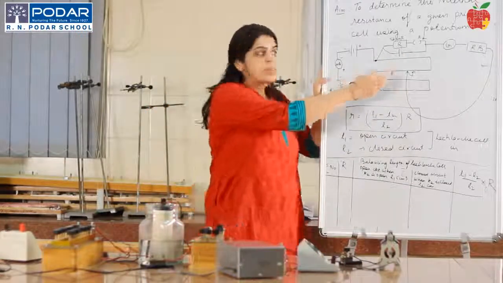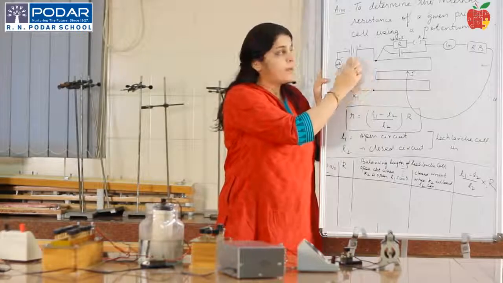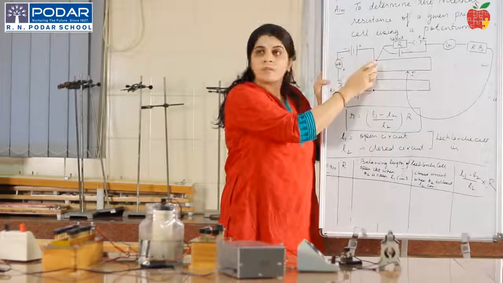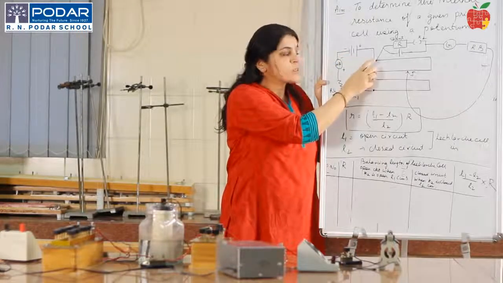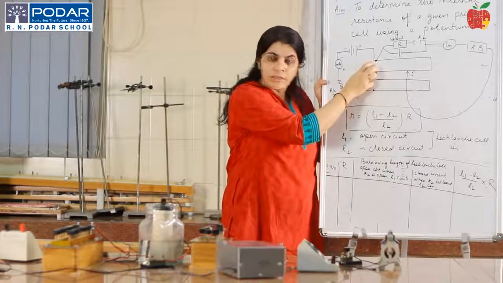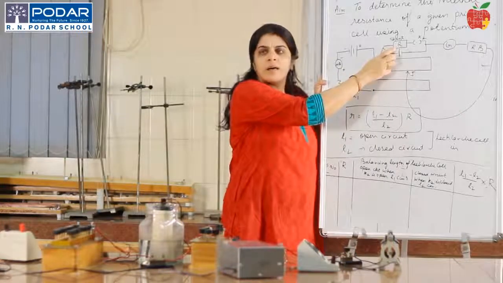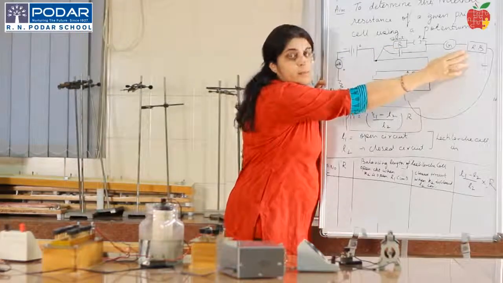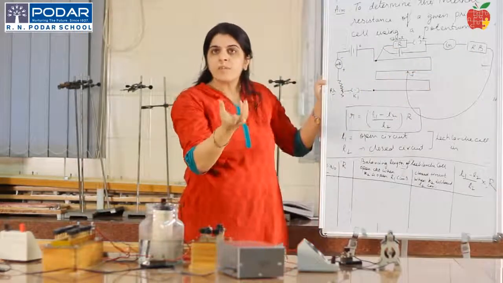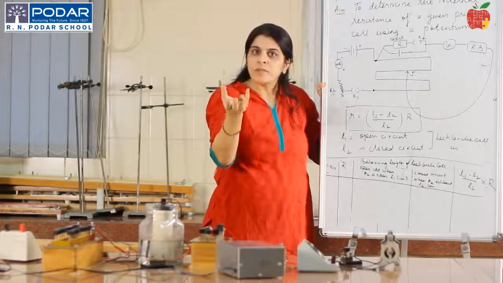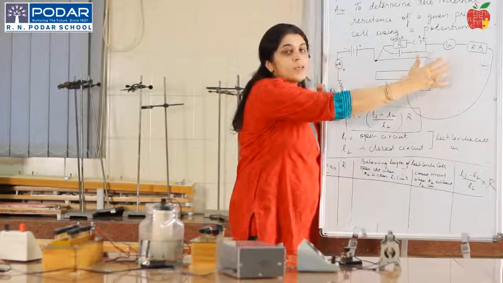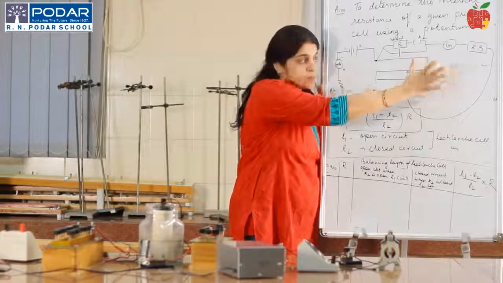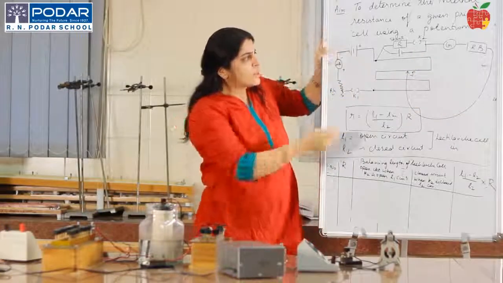You can see the positive of the Leclanché cell is connected to this end and the positive of the driving cell is also connected to this point. So this point is called the initial point of the potentiometer. Can you see this R? R is called the shunt resistance, okay? And this is a resistance box. It's a very high value resistance box connected in the circuit so that excess current does not flow through the galvanometer. The rest of the circuit is very clear.